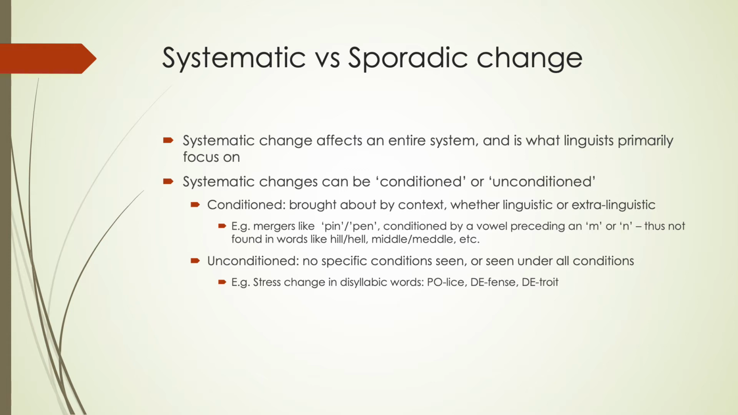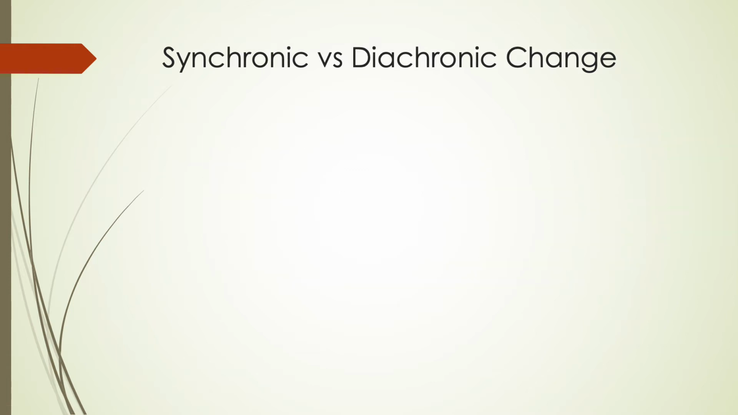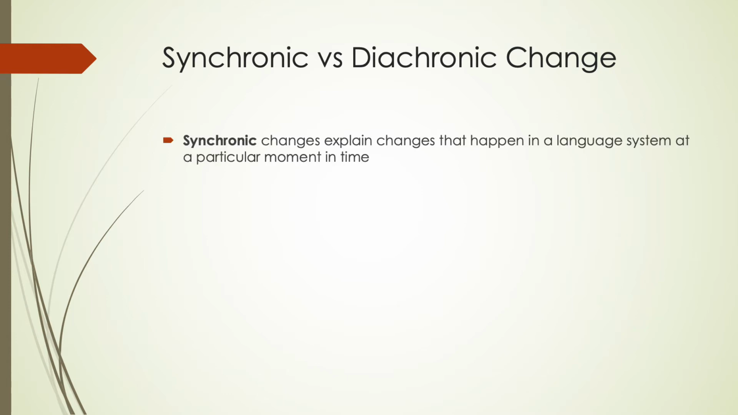The other major distinction that we'll have for language change is whether something is synchronic or diachronic. With synchronic changes, these are changes that are happening at a particular moment in time in a language system. These are things that happen usually with the sound system, things like phonemes versus allophones. So we pronounce some sounds a little bit differently depending on the sounds they're next to.